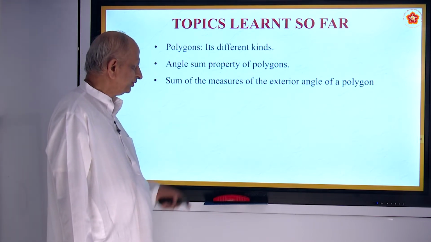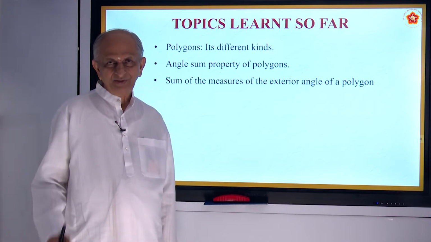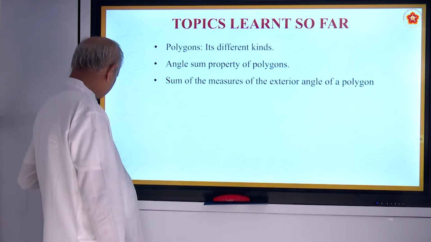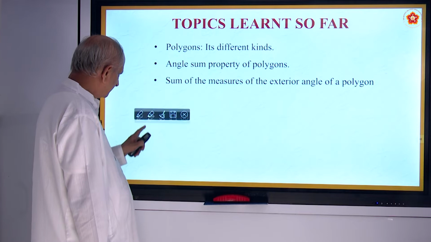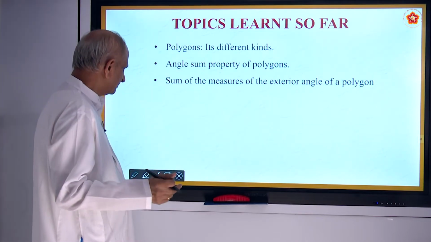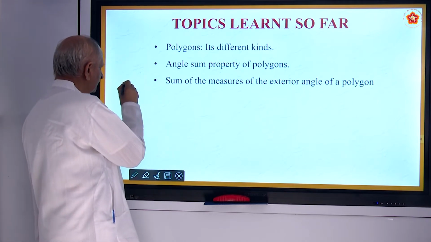Also, we have studied about exterior angles. How to get an exterior angle? When one of the sides is produced, it forms an exterior angle, and the sum of all these exterior angles is equal to how much? 360 degrees, correct?